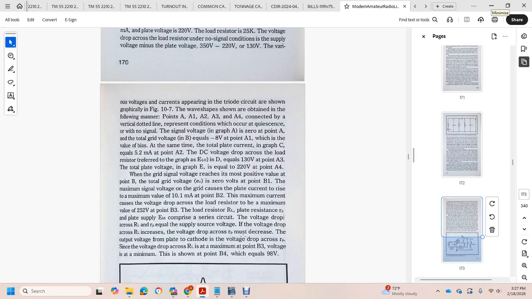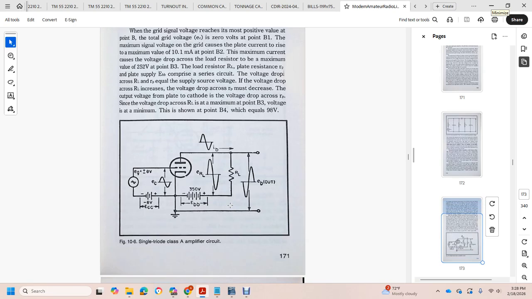As the voltage drop across the load resistor increases, the voltage across RP must decrease, so the output voltage at the plate decreases. The voltage drop across the load resistor is at its maximum at point B3, and the plate voltage is at a minimum, shown at B4, which equals 98 volts.